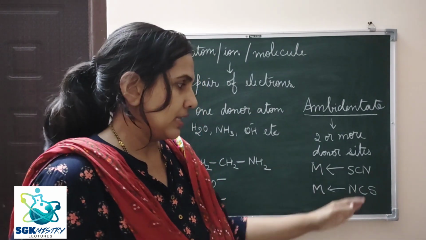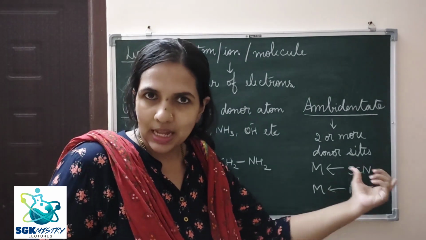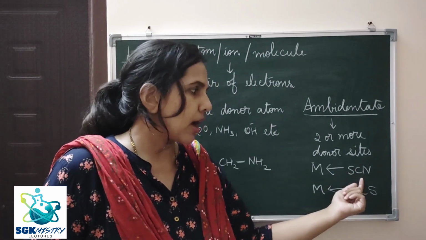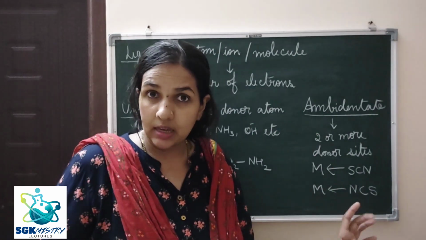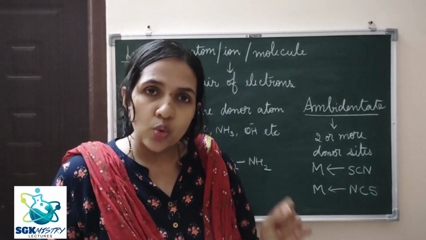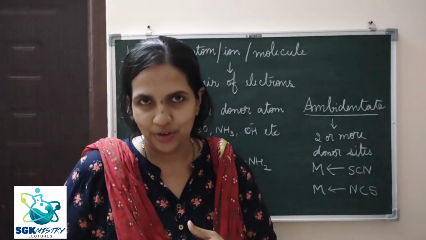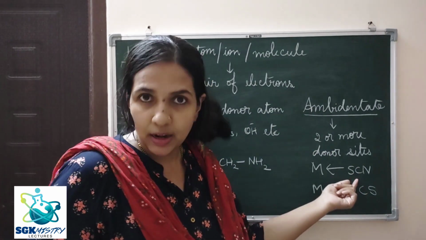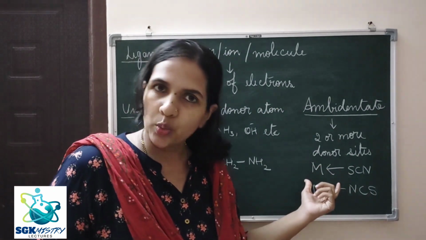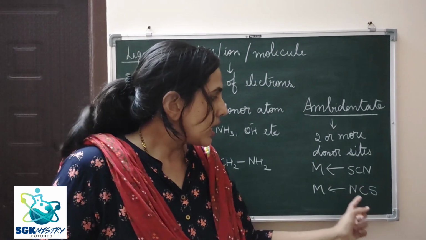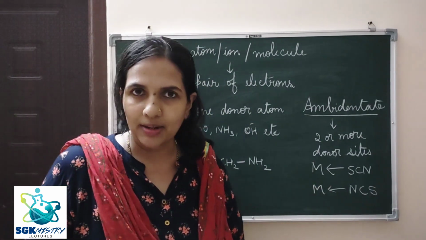So we have this example. Here we can see all the atoms in that particular ligand: sulfur, carbon and nitrogen. Here also we have nitrogen, carbon, sulfur. But here the atom that is used for forming a coordinate bond with the central metal ion is different. In this case sulfur is acting as a donor atom, forming the coordinate bond with the central metal atom. Here nitrogen is forming a coordinate bond with the central metal atom.